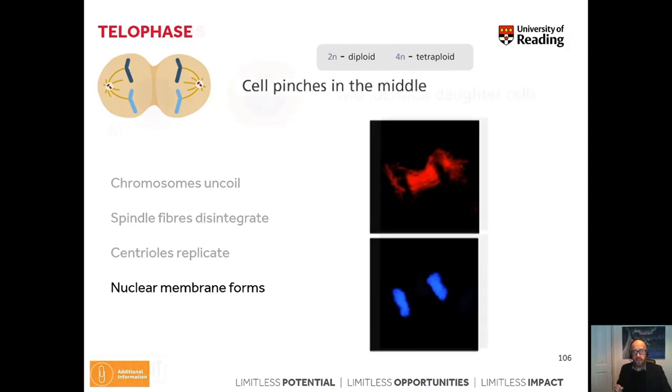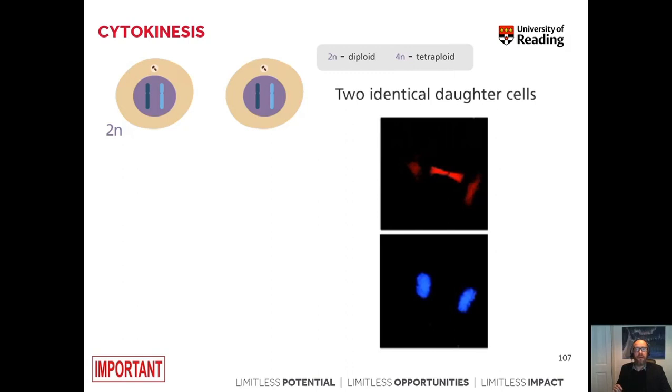Once this is achieved, we have a process called cytokinesis, where two identical daughter cells are formed, and we are back to diploid configuration. So each of those daughter cells is identical and has a chromosomal configuration of 2n.